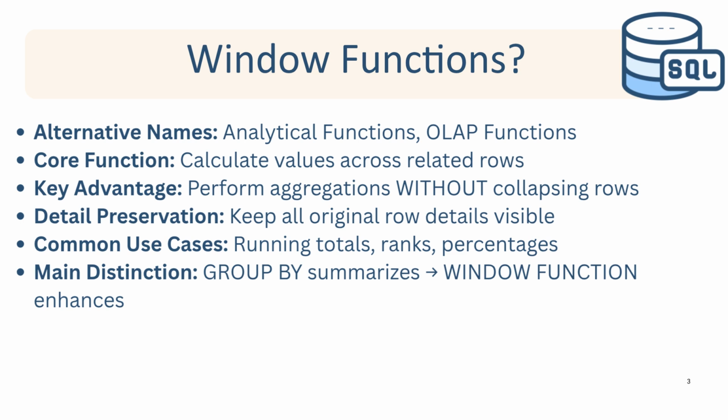What makes them special is that they let you perform aggregations, like sums, averages, ranks, without collapsing the rows. This means you can get insights like running totals or employee ranks, while still seeing all the original details. Think of it as: group by summarizes, window function enhances. To better understand this, let's compare a basic group by with a window function.